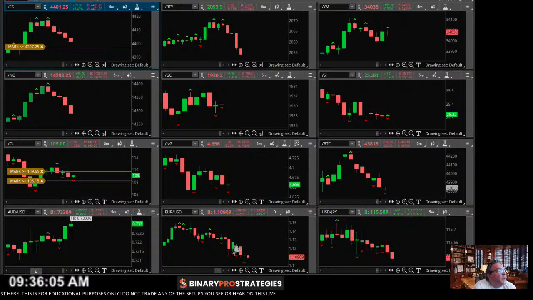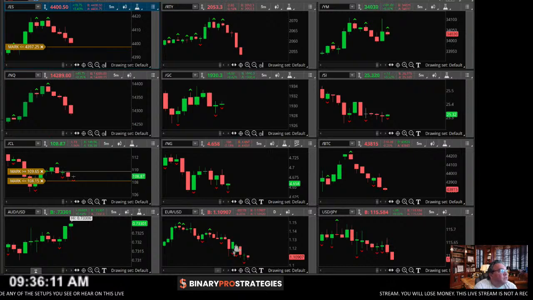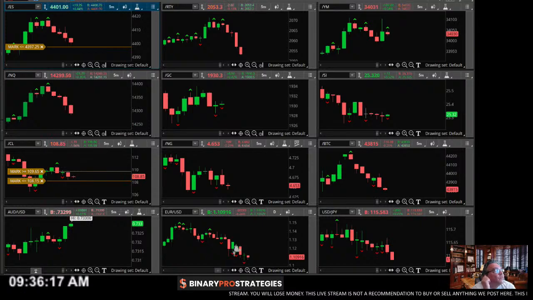Still short US 500. Target on US 500 is going to be 43.9725. If we need to reverse, it's going to be 44.16.